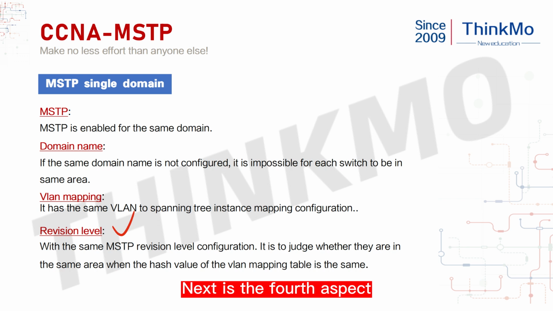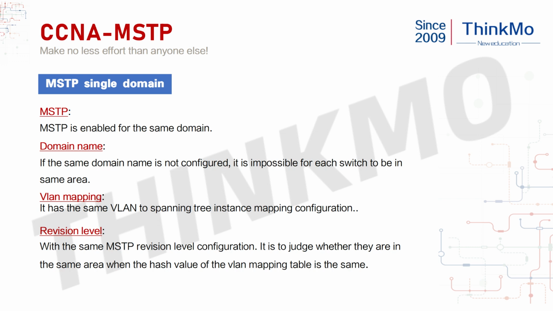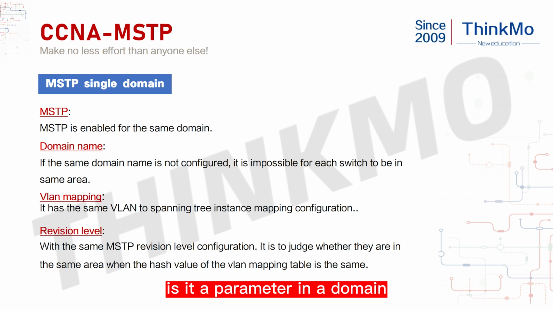Next is the 4th aspect, the same revision level. The revision level is a parameter in a domain used to determine the switches running MSTP.